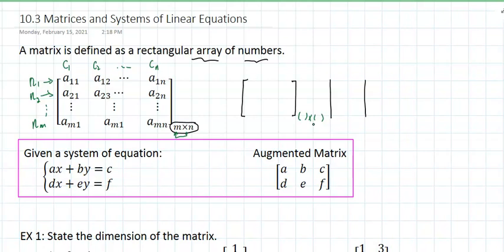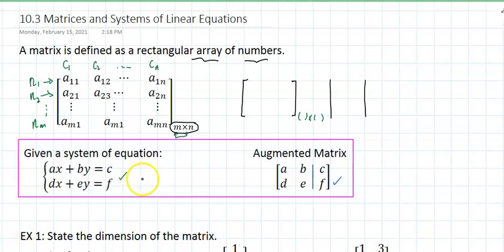So given a system of equations, ax plus by equals c, dx plus ey equals f. An augmented matrix is a matrix in which, now some books write it like this, and some books write it like this. I like this notation better. I'm going to be using that, even though our book might use it on and off, but there it is.